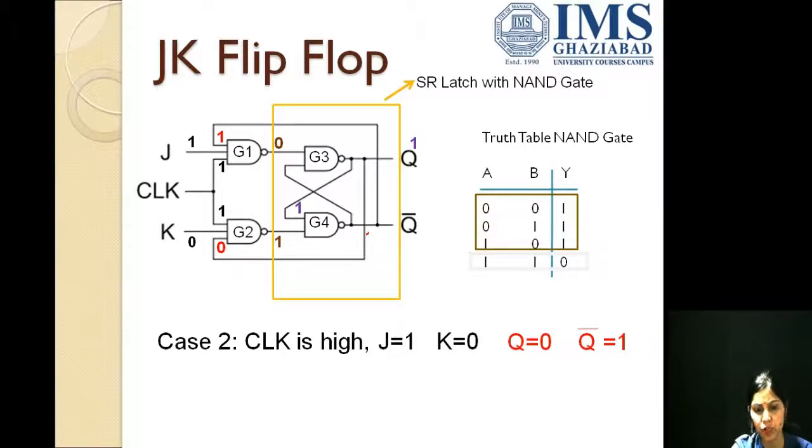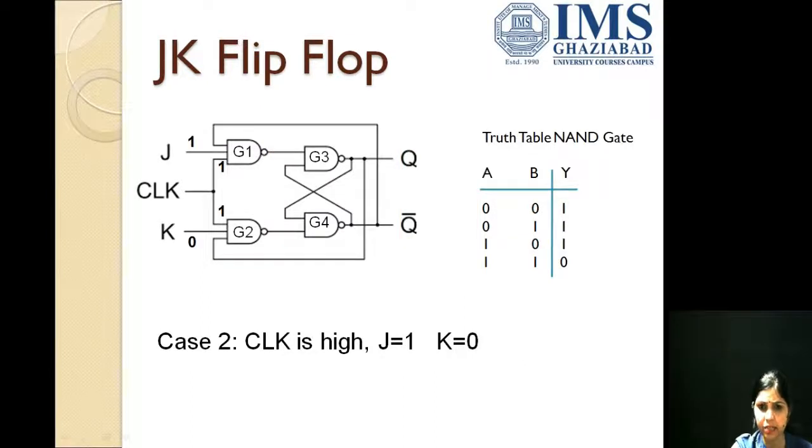and this one would be going as an input for G4. Now, G4 has two inputs. Both the inputs are 1. The output would be 0. Thus, we can see the current output for the case J is equal to 1, K is equal to 0, and when the previous output was 0, Q was 0 and Q bar was 1, the result is now Q is 1 and Q bar is 0.